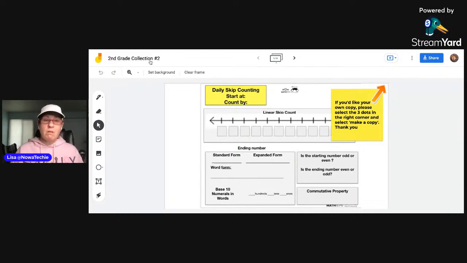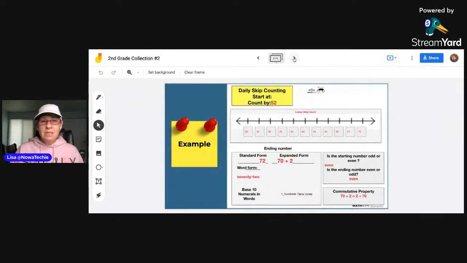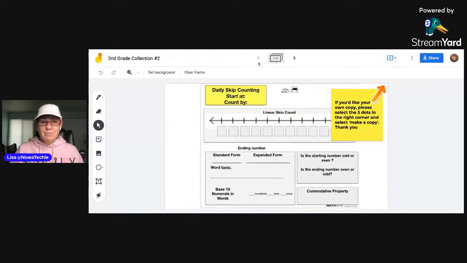Second grade Jamboard, there are two Jamboards because Jamboard only goes up to 20 slides, and I had more than 20 slides. As with everything, here it is, and I give an example of it as well. So you can go ahead and do this on Jamboard.